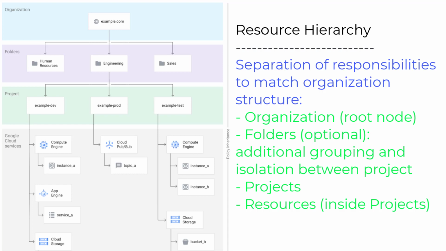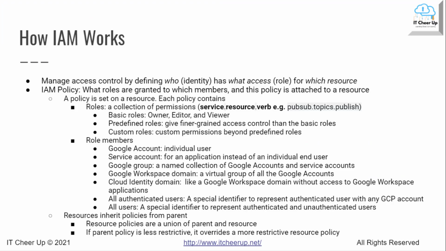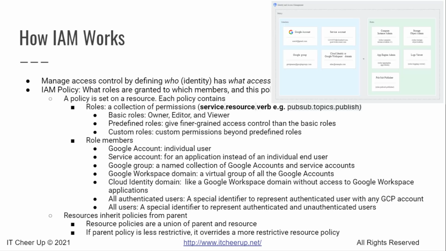Before I summarize how to set up policies at each level, let's take a look at how IAM works first. With IAM, you manage access control by defining who has what access for which resource. An IAM policy defines and enforces what roles are granted to which members, and this policy is attached to a resource. A policy is set on a resource. Each policy contains roles and role members.